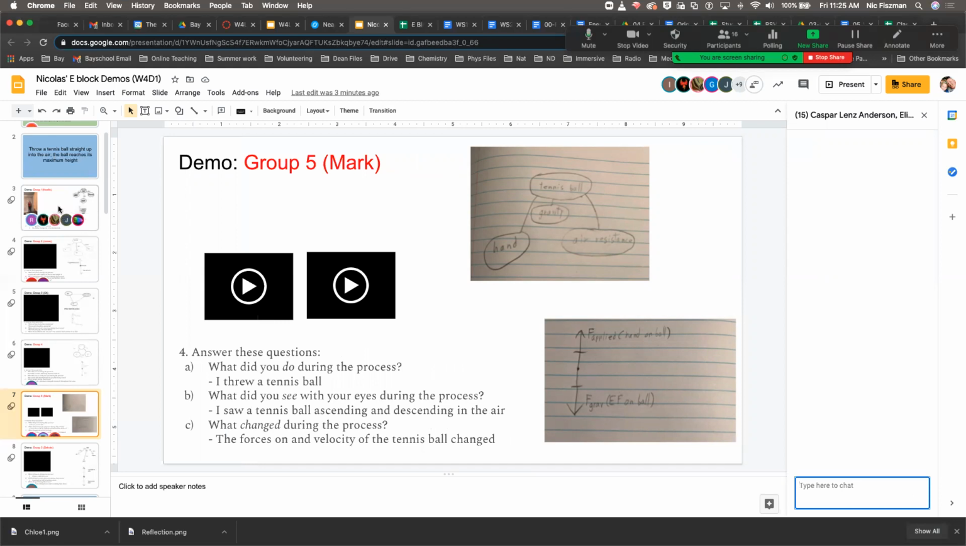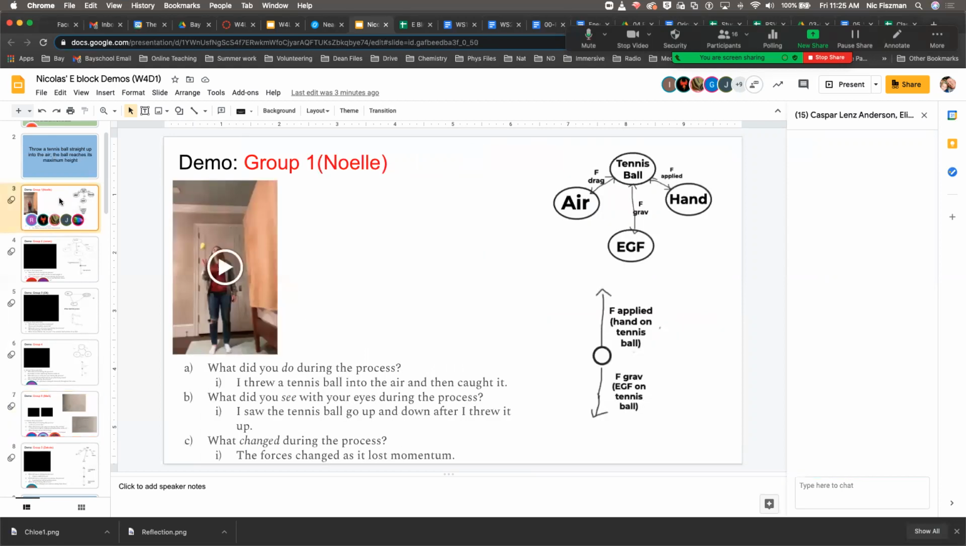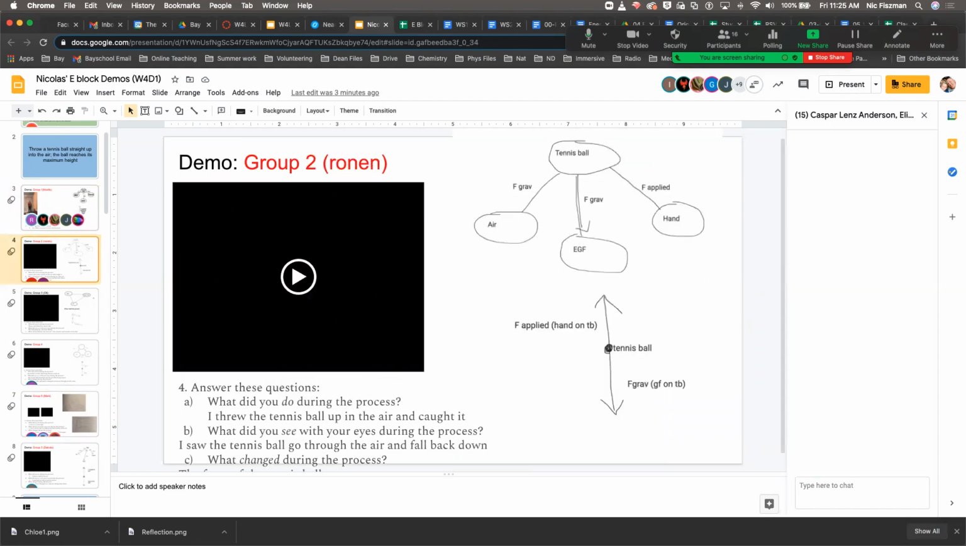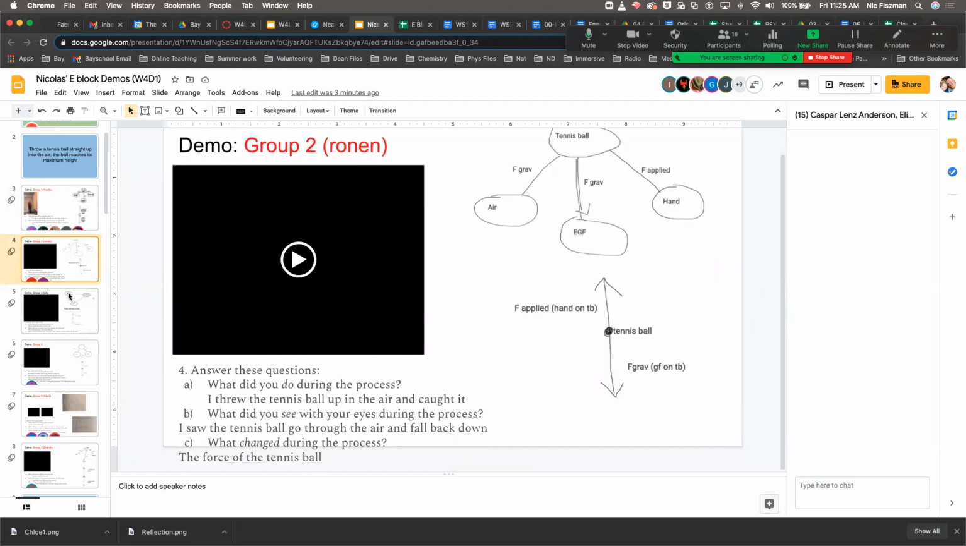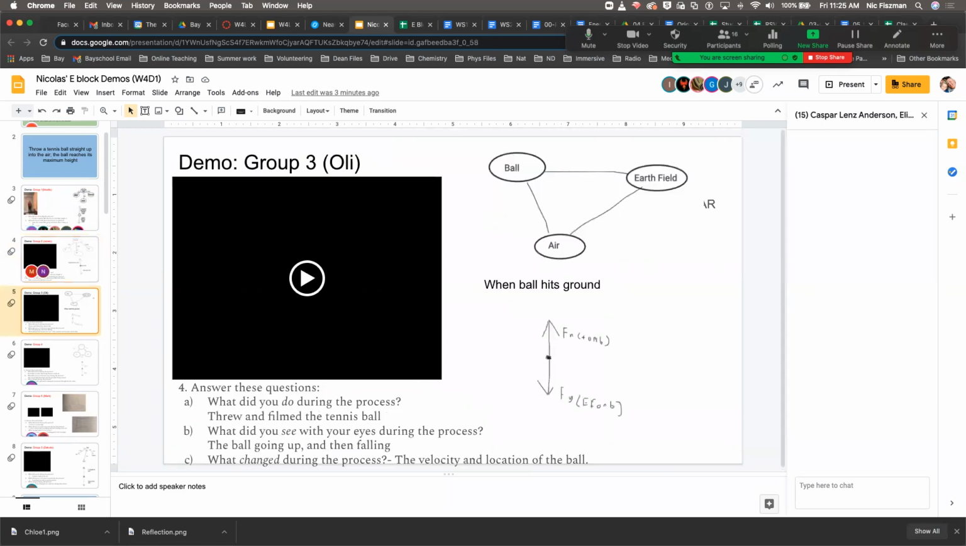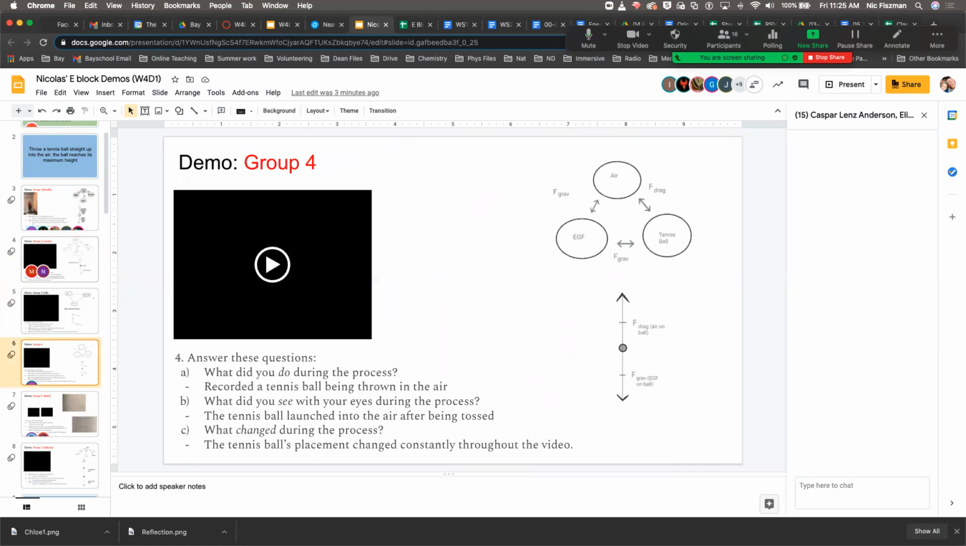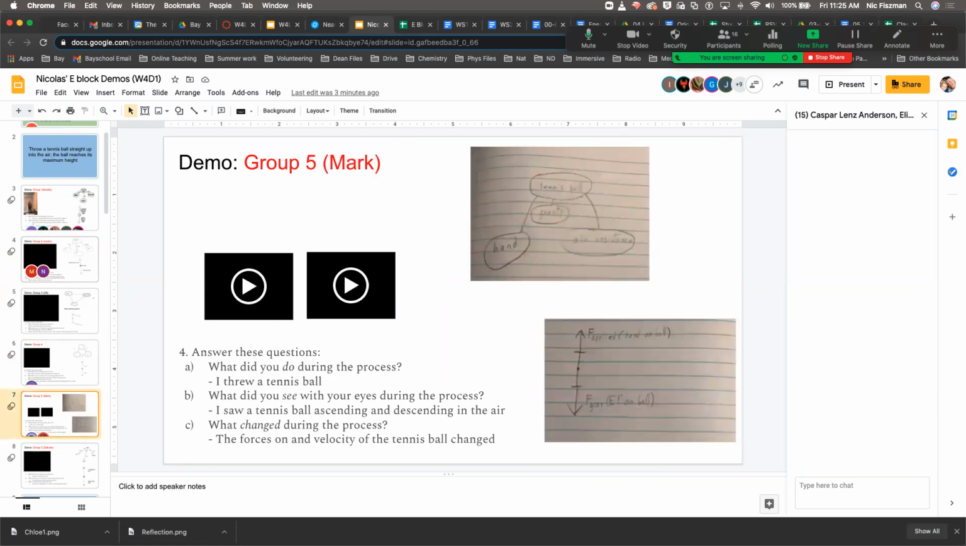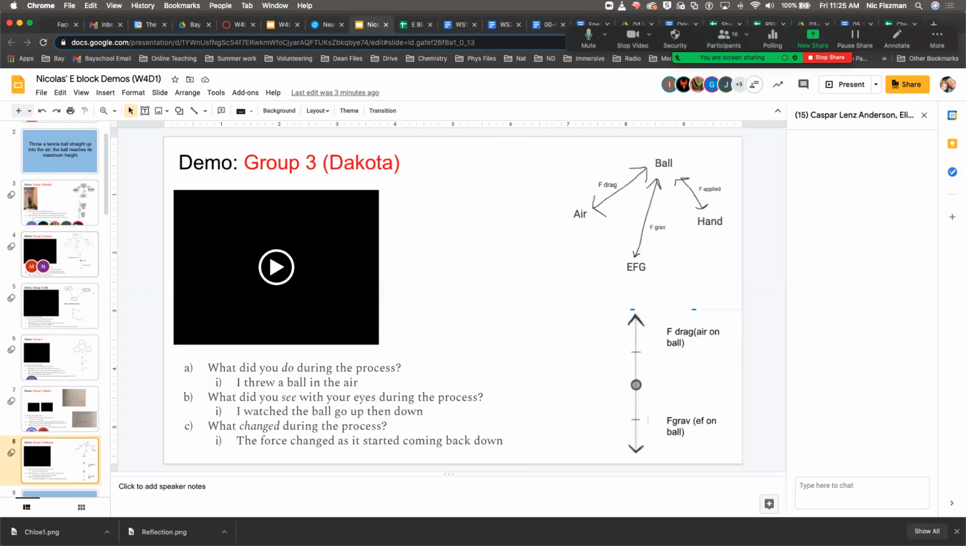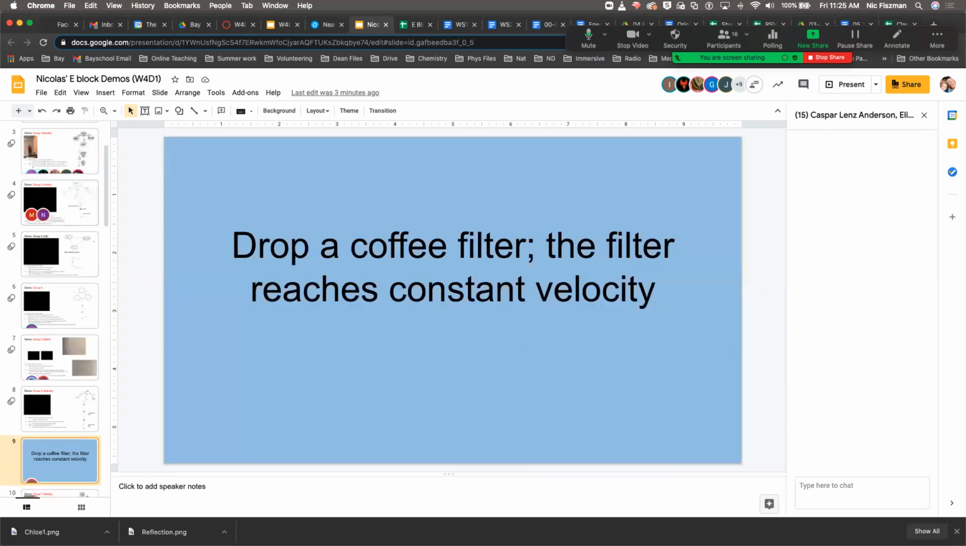Right, the forces changed as it lost momentum. Changed during the process: the force on the tennis ball changed. The velocity and the location of the ball changed. The tennis ball placement changed constantly. So the position of the ball, the force and the velocity changed. The force, I start going back down, right?